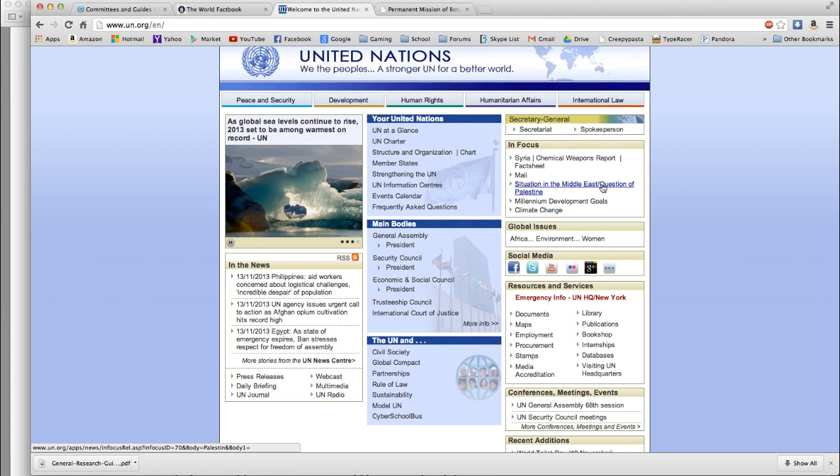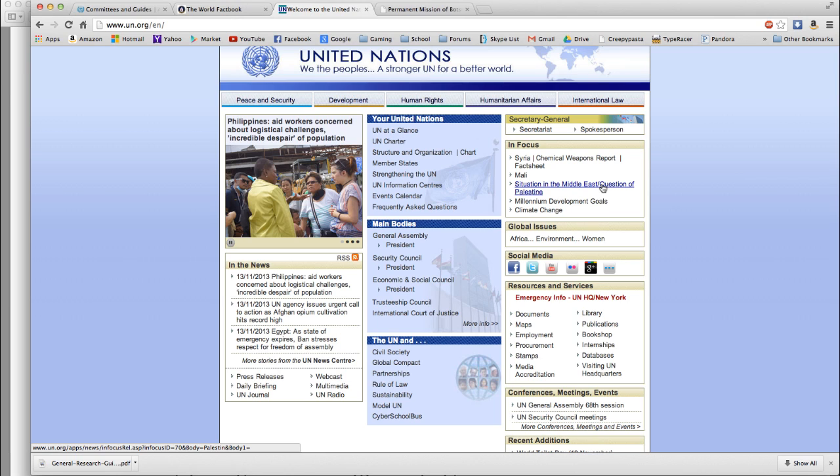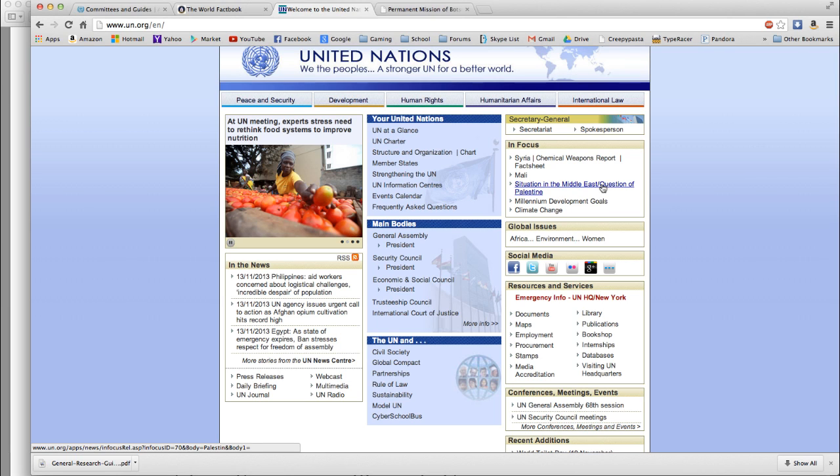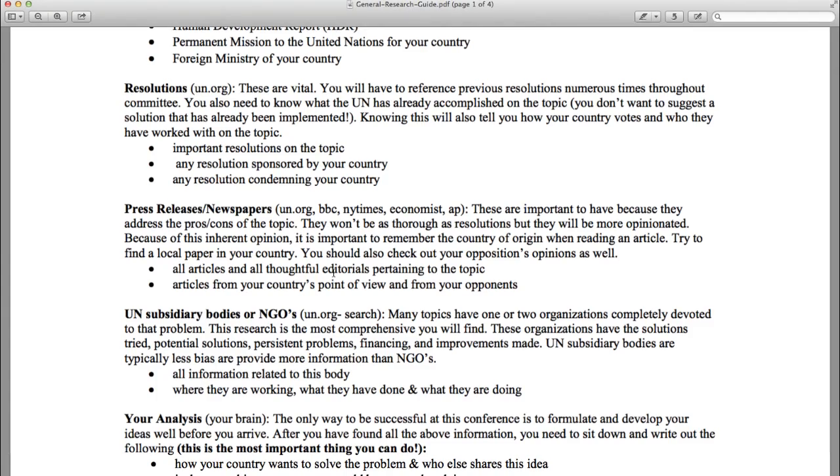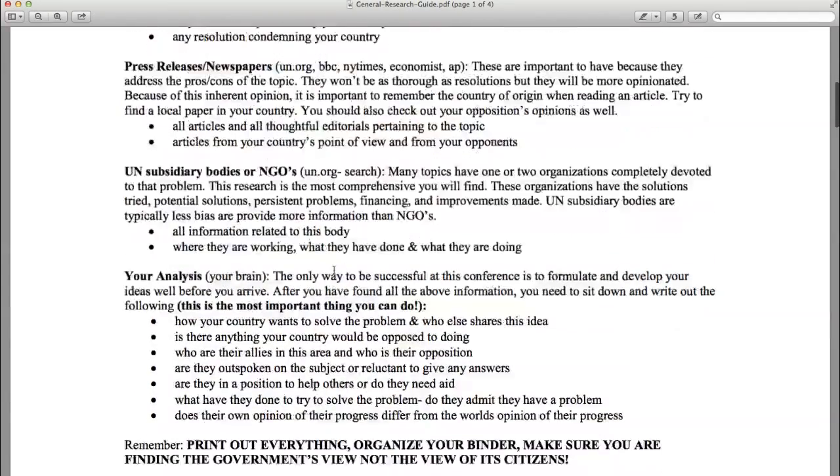That's not the goal. That would take the fun out of it if you know the end. But it means you might want to kind of go the direction that your country actually went in real life. And then, of course, you look at the rest of this research guide: press releases and newspapers. You all know the sites to look to. You know, MSNBC, CNN, BBC, New York Times, probably not The Onion.